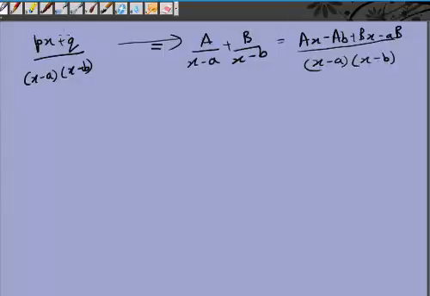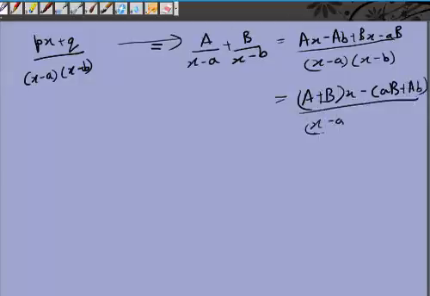Right, a, b, p and q are all knowns. The only unknowns are capital A and capital B. From this you can get the numerator will be capital A plus capital B times x minus a capital B plus Ab, by (x minus a) into (x minus b).